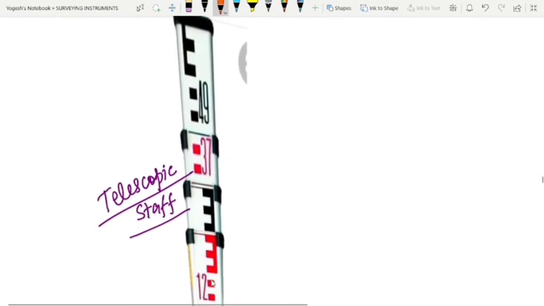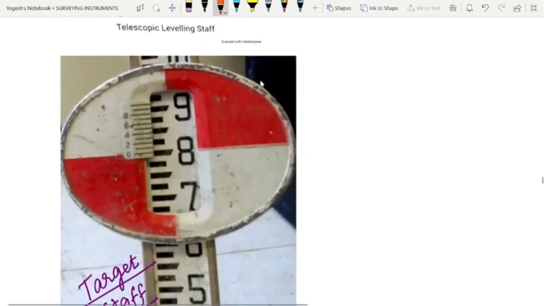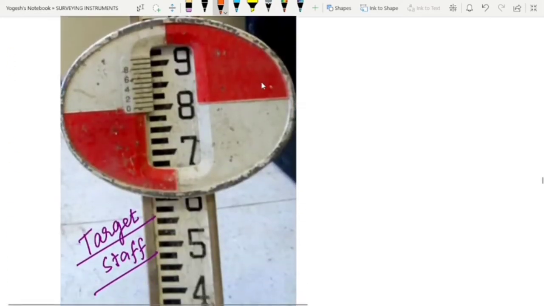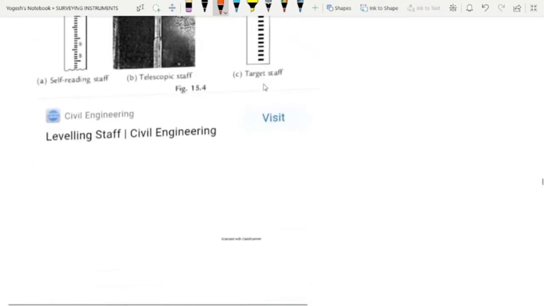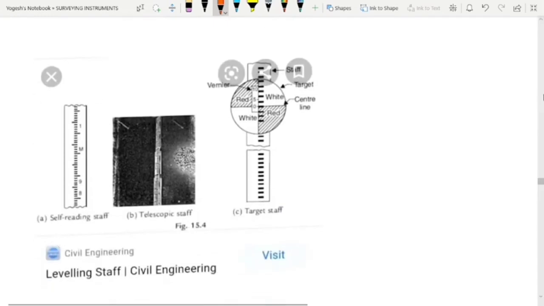This is the telescopic staff in which the E symbol is noted. That is a telescopic staff. This is a target staff, which is used for a target only. This is the self-reading staff. This is our self-reading staff. This is our telescopic staff. This is our target staff.